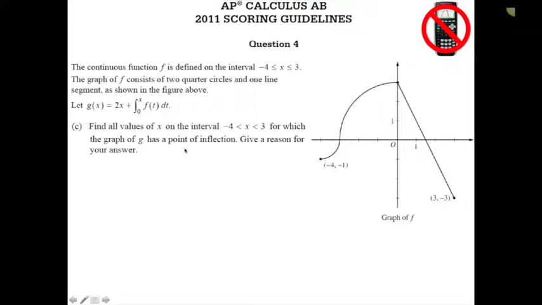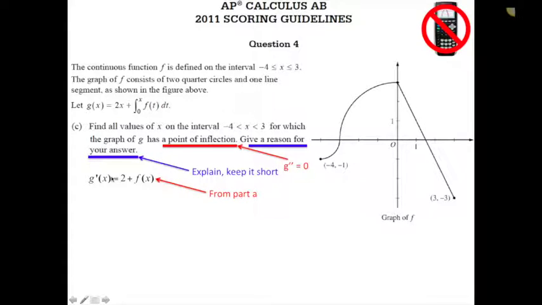For part C, we want to list all the values for which the graph has a point of inflection. So point of inflection means that the second derivative is 0. So we're going to grab that first derivative from part A, and then we have to give a reason, and again, we keep our reasons short. So we grab our first derivative from part A, and then we differentiate that. So the derivative of 2 is 0, derivative of f of x is f prime of x. And points of inflection are where that second derivative is 0.